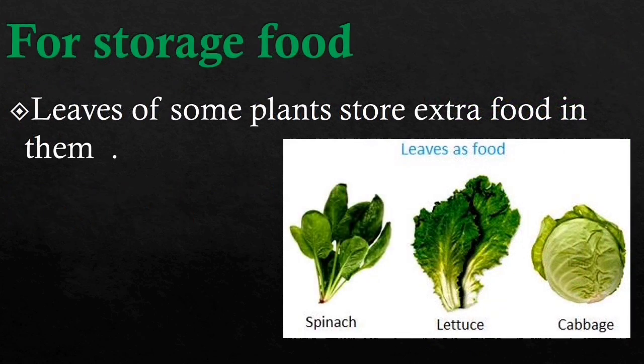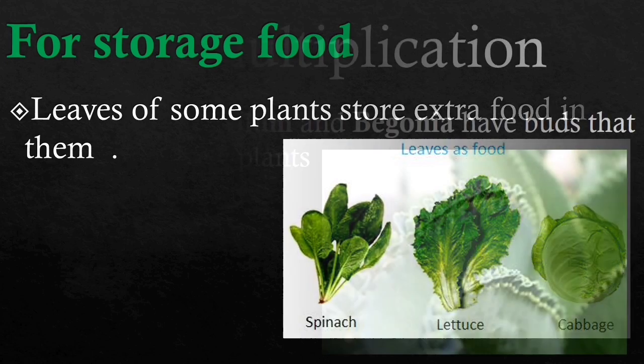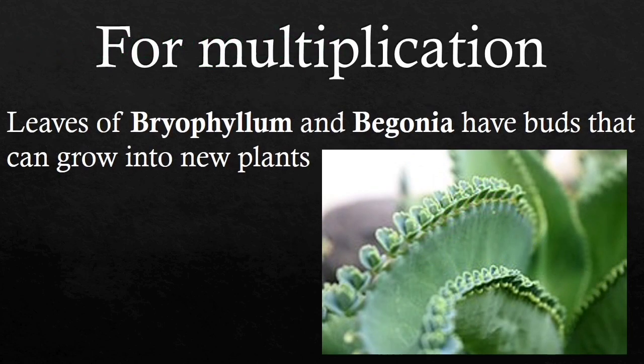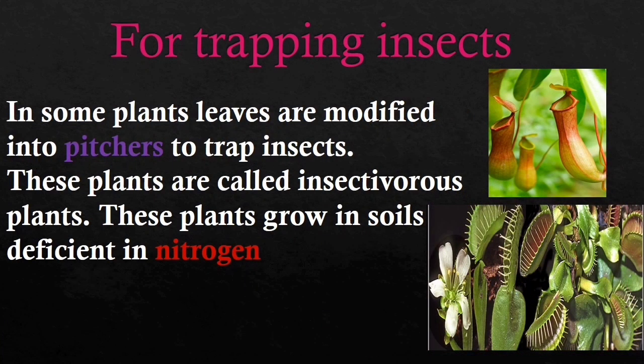For storing food, leaves of some plants store extra food. For multiplication, leaves of Bryophyllum and Begonia have buds that can grow into new plants. For trapping insects, in some plants, leaves are modified into pitchers to trap insects. These plants are called insectivorous plants. These plants grow in soil deficient in nitrogen.